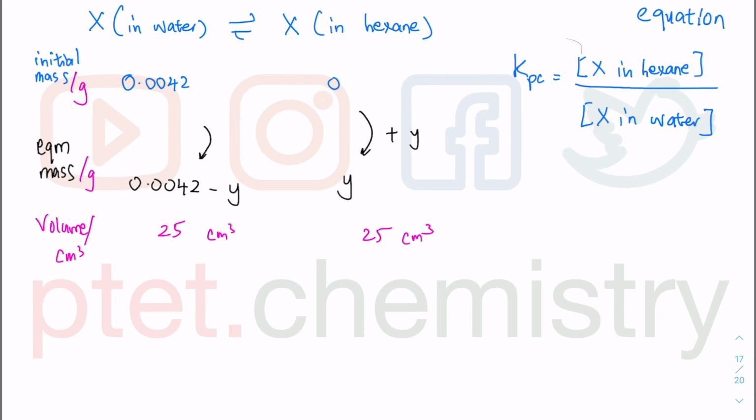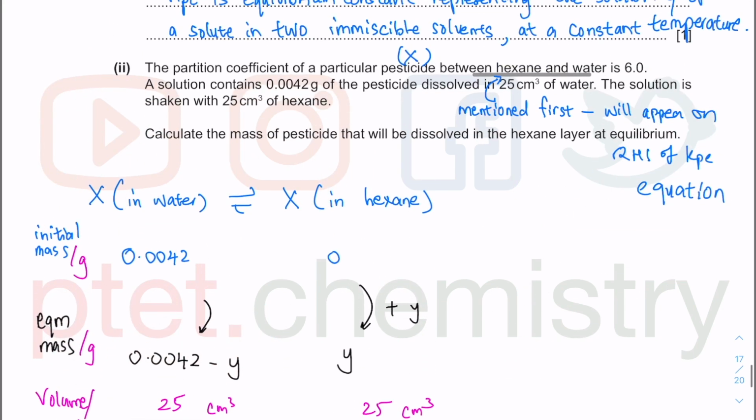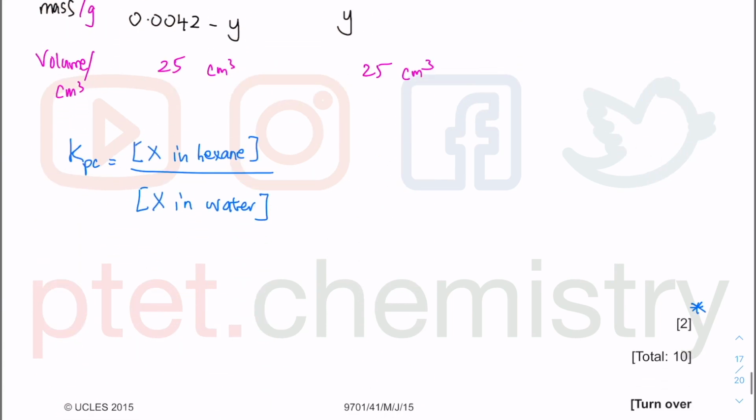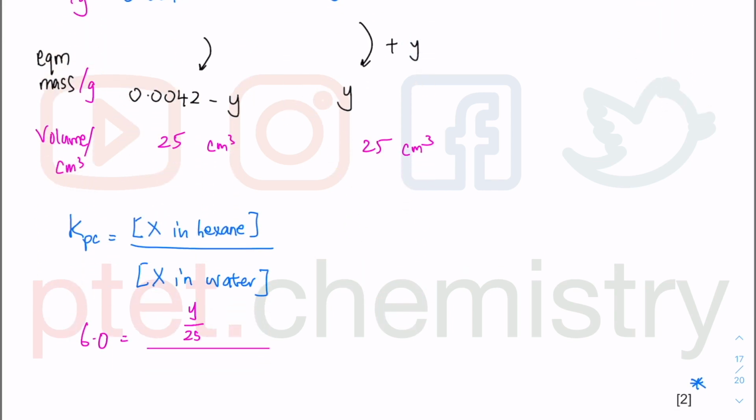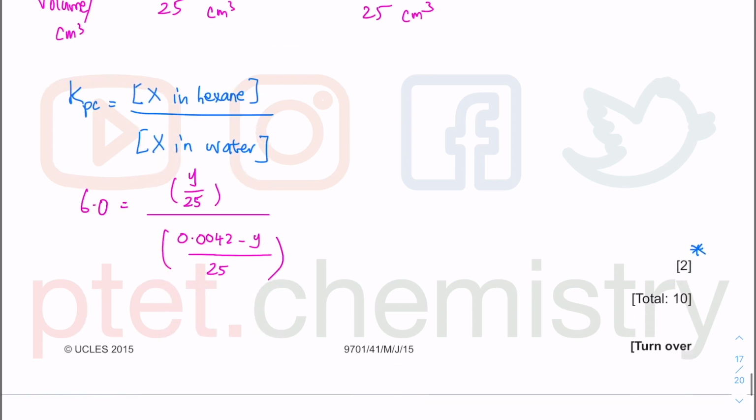Alright, now what do I know then? I know my KPC. It's very nice to work with when there's a lot of space. 6.0 for my KPC. So I have 6.0 equal to solubility in hexane, which is the one on the right hand side of the equation, so Y divided by 25. At the bottom, I have 0.0042 minus Y over 25. So just do your math. That will become 6.0 times 0.0042 minus Y, divided by 25, equal to Y over 25.